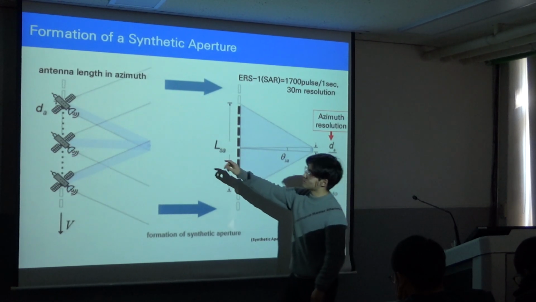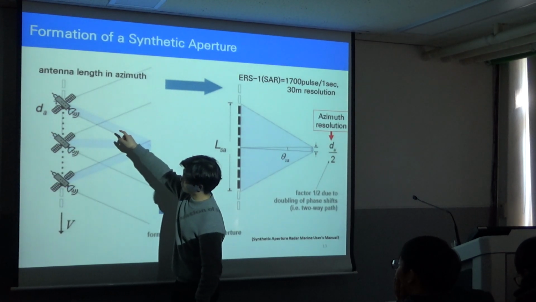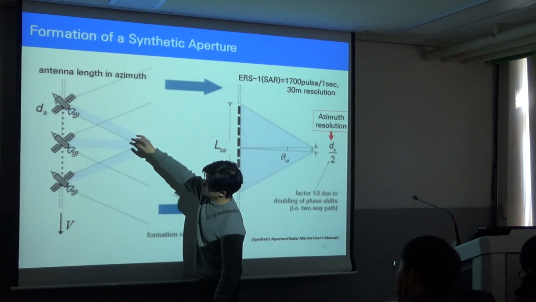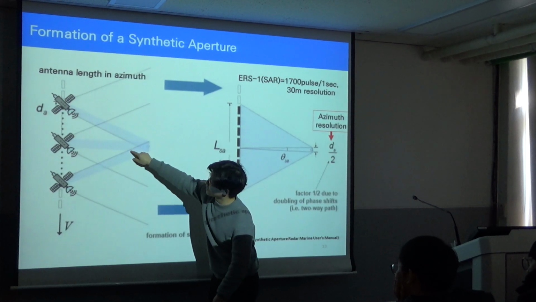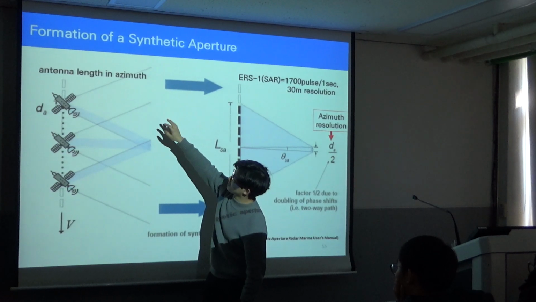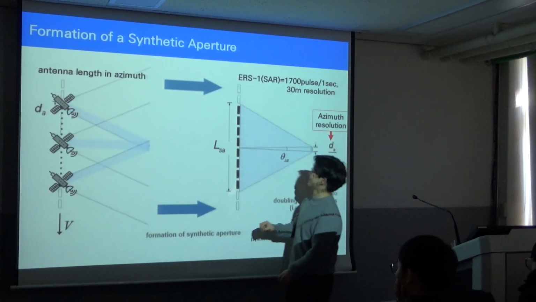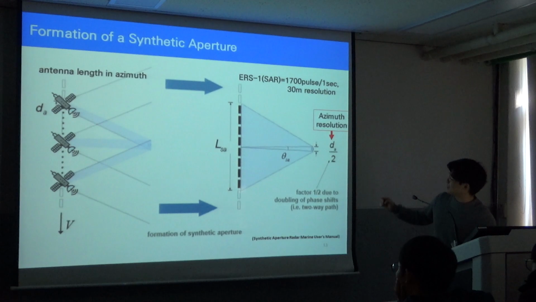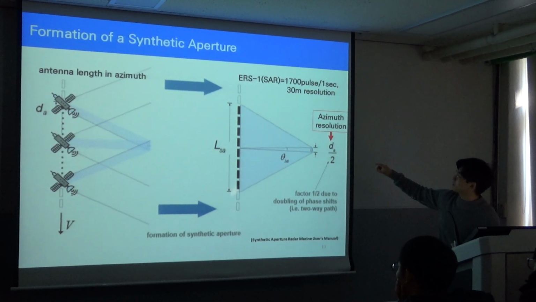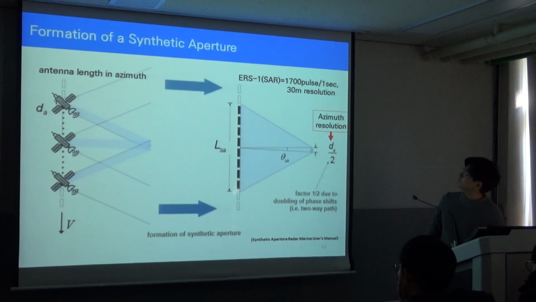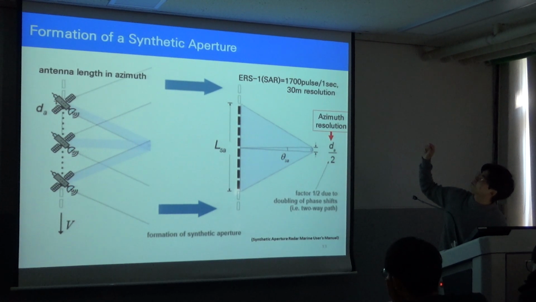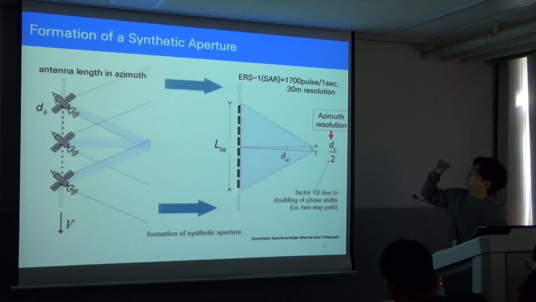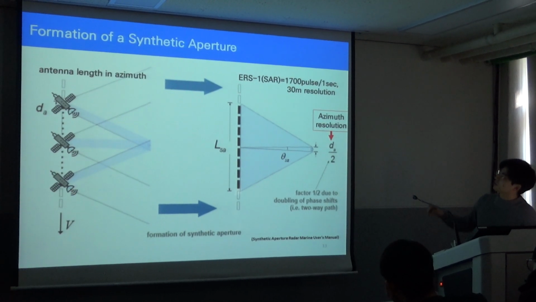uses the same satellite, but it moves along the azimuth direction, so it can detect the same object at positions 1 and 2 and 3. They pulse the signal 1 time, 2 times, 3 times. So they can make an image at this point. For example, SSAR can pulse 1,700 pulses per 1 second, and it has a 30-meter resolution.